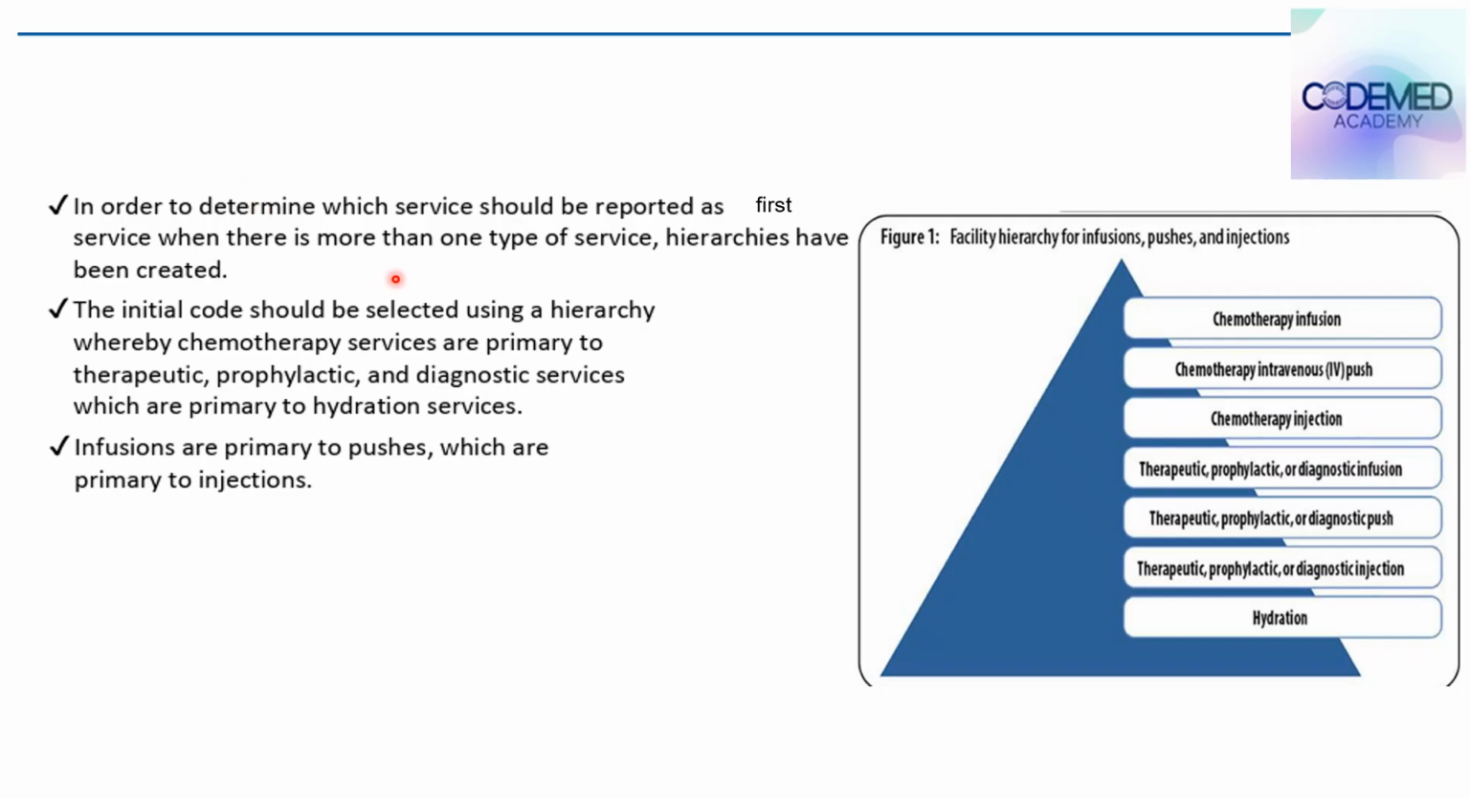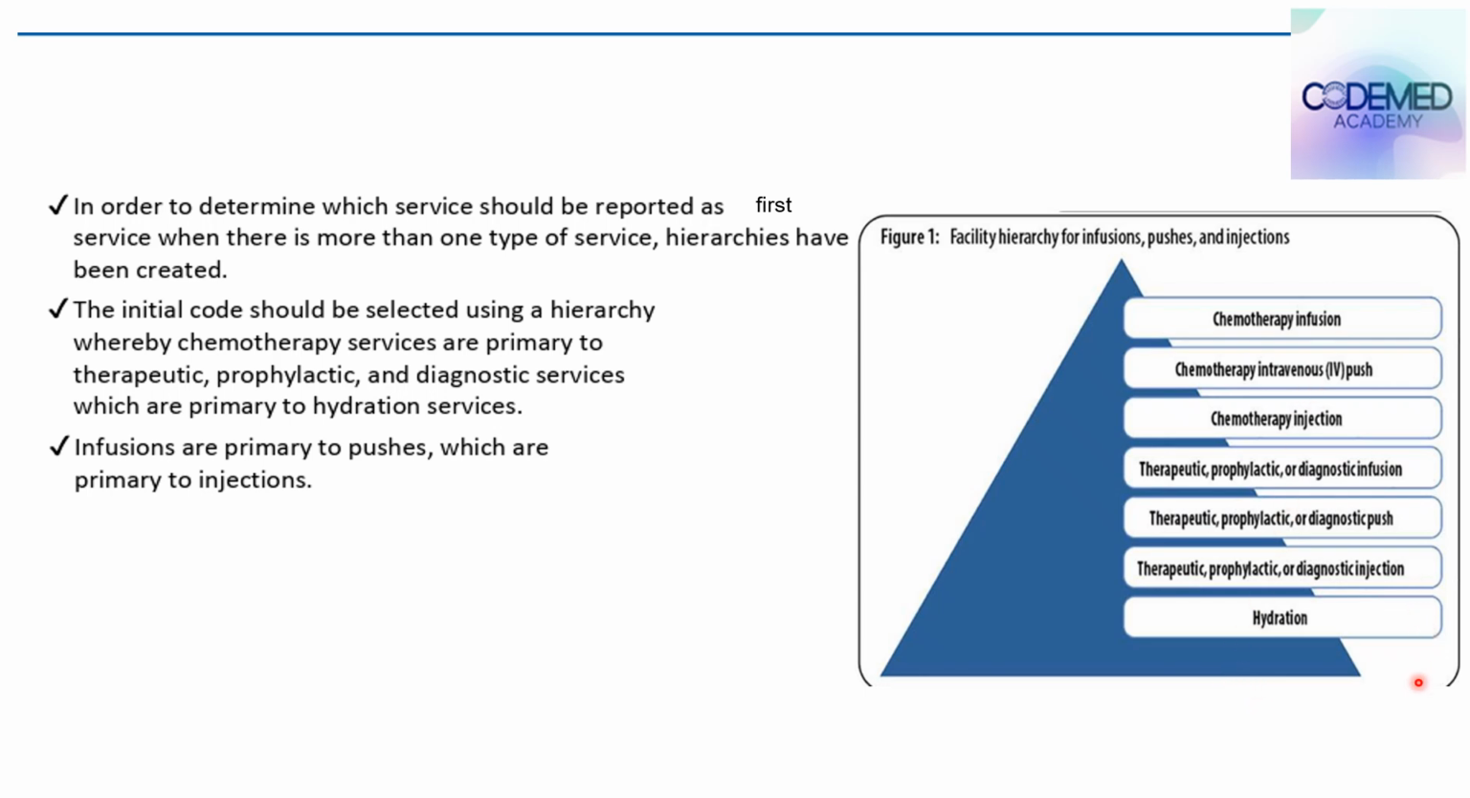Now, in order to determine which service should be written first when there is more than one type of service, a hierarchy has been created. The initial code should be selected using the hierarchy, whereby the chemotherapy services are primary to therapeutic, prophylactic and diagnostic services, which are primary to hydration. Infusions are primary to pushes, which are primary to injection.